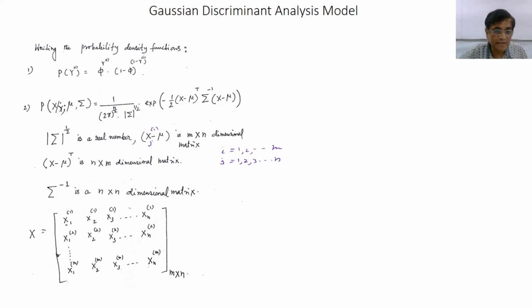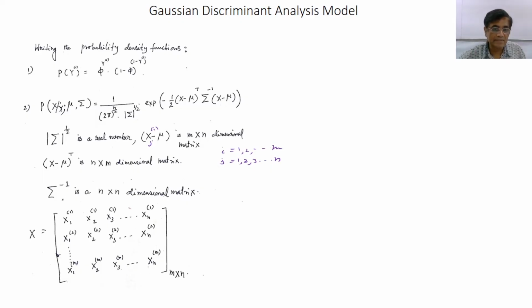Now I decide that I will write the X matrix like this. These columns are feature number 1, feature 2, feature 3, and this row is sample 1 with n features, sample 2 with n features, up to sample m with n features. So there are m number of rows, equal to the number of samples, so the matrix is m cross n.